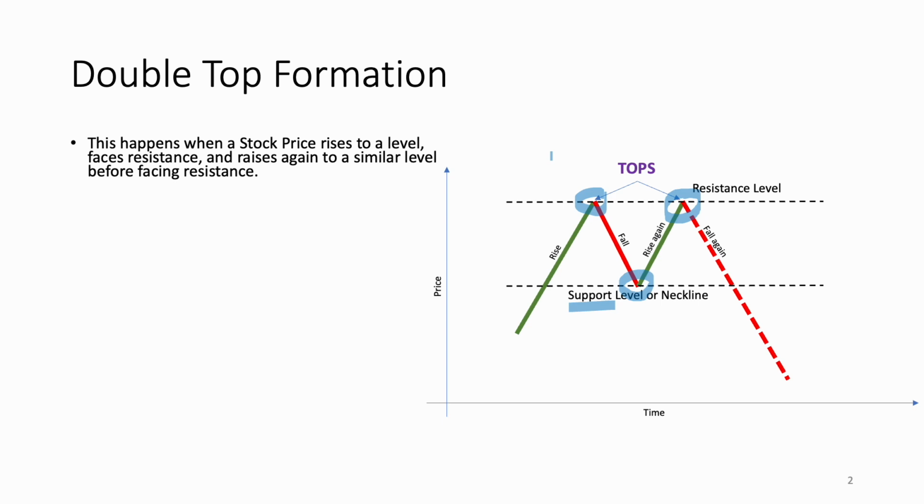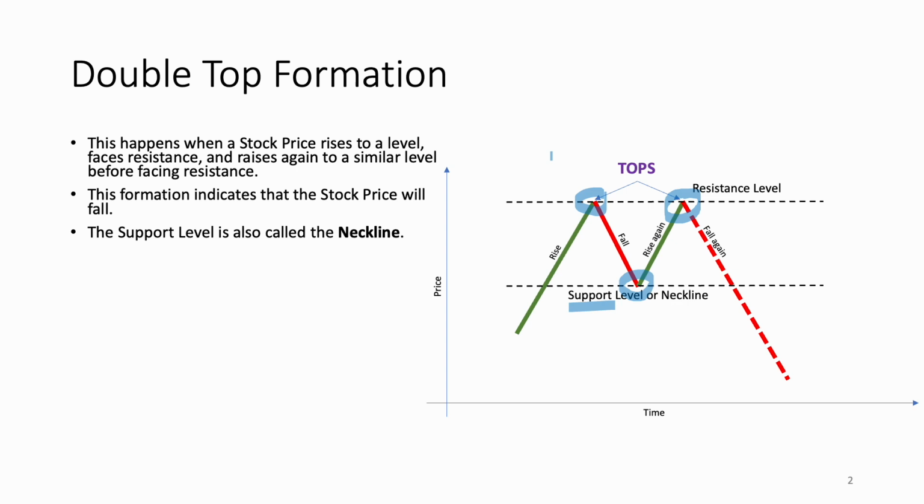Now, this fall, which happens after the second top, is going to be very sharp. And that is why we should be careful while keeping invested in this particular stock, because the price will drop very drastically from the second top onwards. So this is a formation which indicates that the stock price will fall. That is why we need to take care of this situation. The support level where the first fall stops is known as the neckline or the support level, like we discussed before.